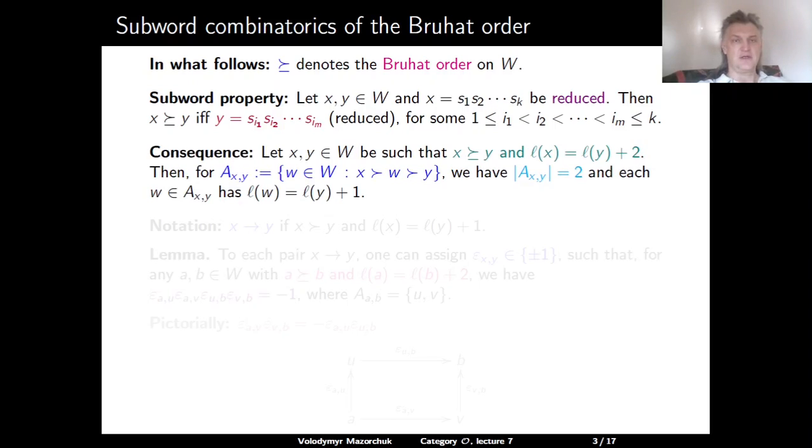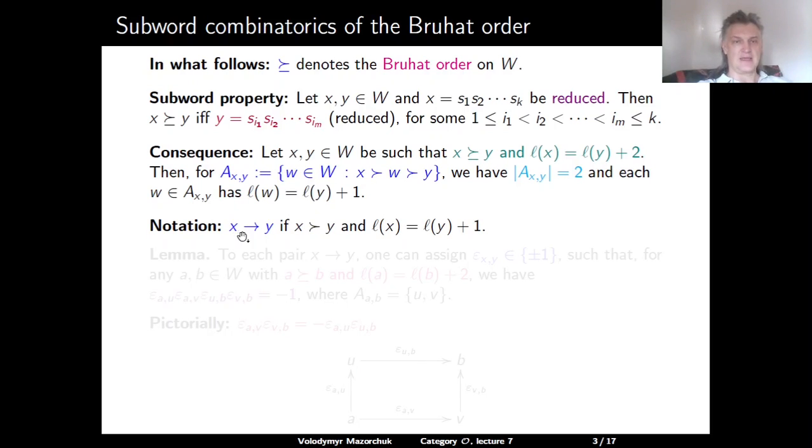Consequence: if we have two elements x and y in W which are related in the Bruhat order, and such that the length of x is equal to the length of y plus 2, then if we denote by A_xy the set of all w in W which are strictly bigger than y but strictly smaller than x with respect to the Bruhat order, we have that this set contains exactly two elements. And each element w in this set has the property that its length is exactly the length of y plus 1, which is the same as exactly the length of x minus 1. In the subword property, we see that the difference between x and y is two letters. So to get an element from A_xy, we can add one of these two letters.